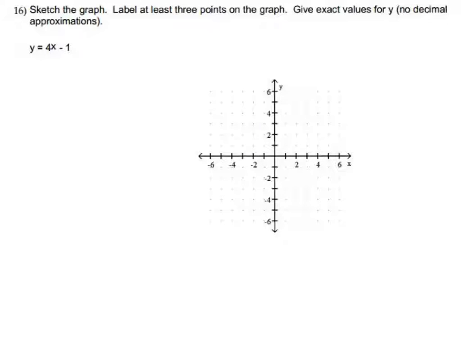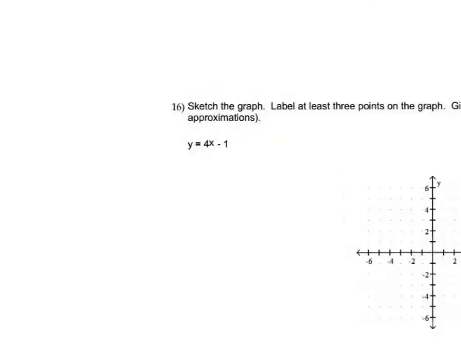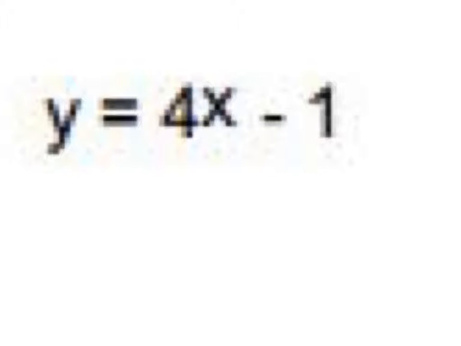Sketch the graph. Label at least 3 points on the graph. Give exact values for y. No decimal approximations. All right, it's time for a moment of watch out. Here we go. This x is not on the same line as the 4 and the 1 and the y, which means it's an exponent.